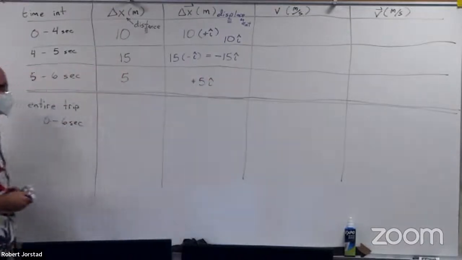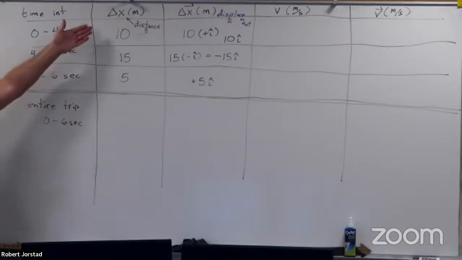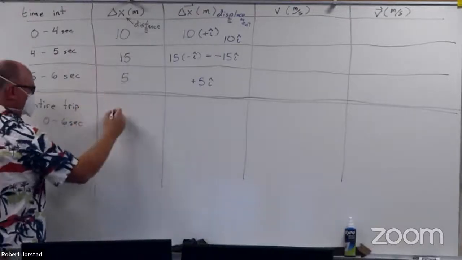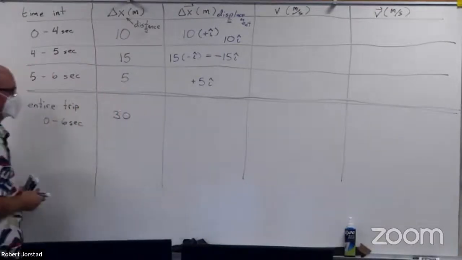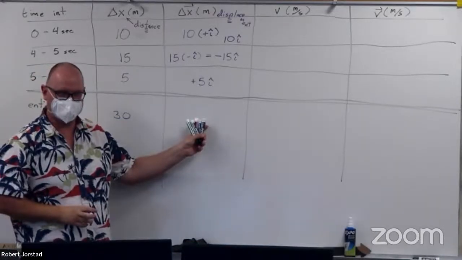Yes, exactly. Now, let's figure out the distance traveled in the entire trip. How far did this person travel? 20? No, 30. 30 meters, right? The units are up top. What is the displacement? 0.